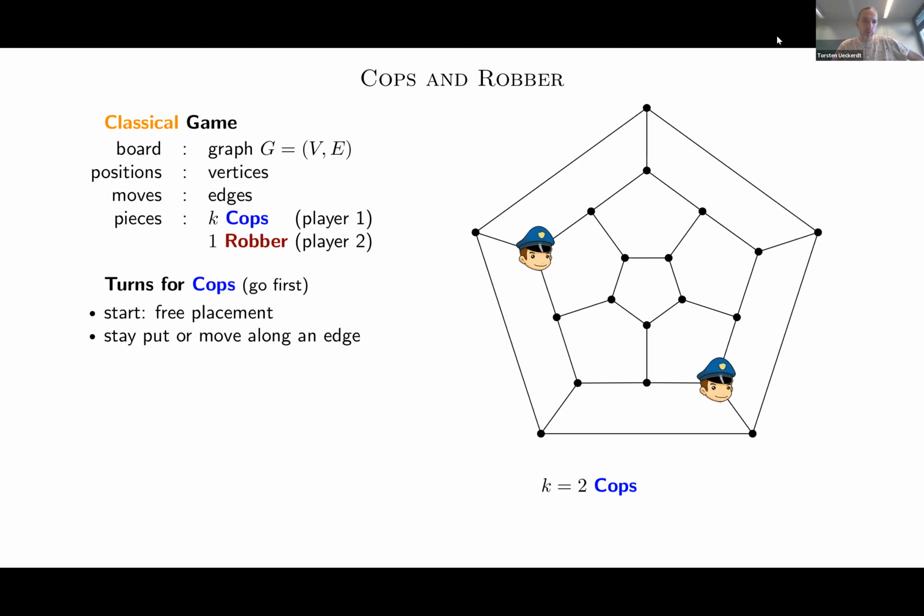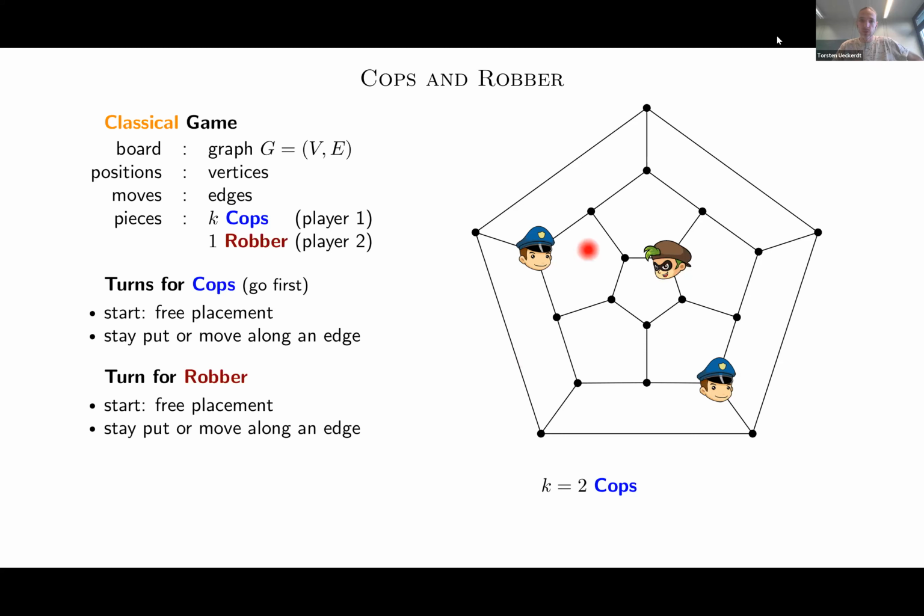It starts by the cops choosing their initial placements. Then the robber sees the board and the placement of the cops and picks his initial placement. Say the robber starts at this vertex because the cops are there and there, and also no restriction. He can place himself anywhere. And also when it's the robber's turn, he can move his one piece along an edge, one step along an edge, or stay put where he is.